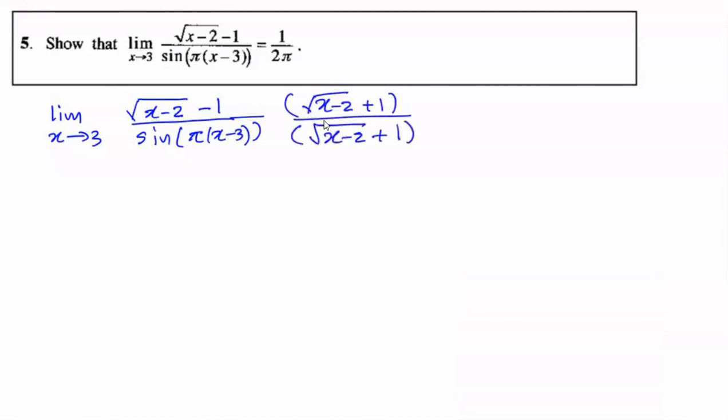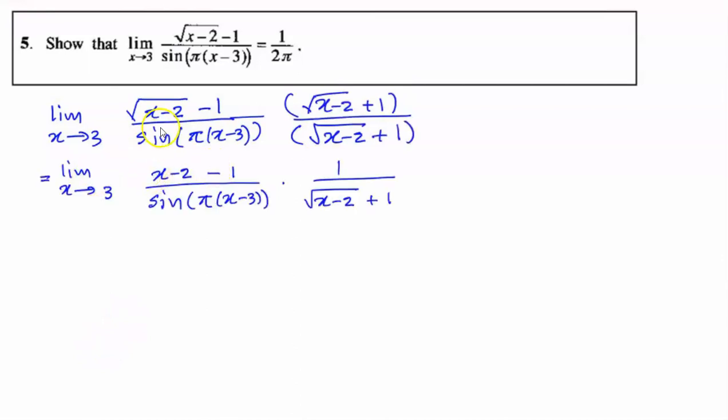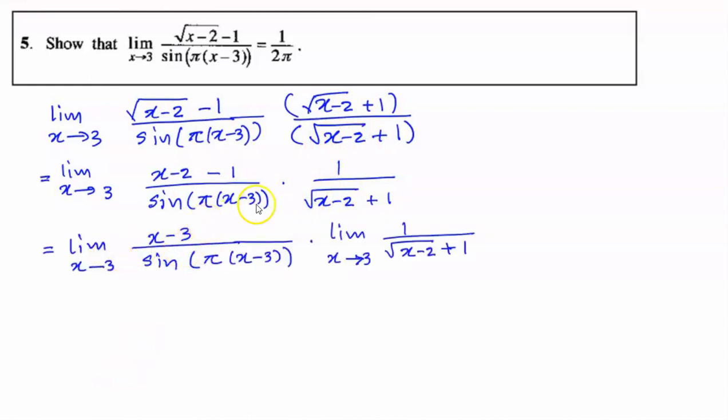Then you do a little simplification, which gives the numerator as x minus 2 minus 1, and the denominator, I'm going to write here separately. And then we break the limit in this form, because this is a product, I can give the limit to each of them separately. Now you see this part: when x goes to 3, you get root 1 plus 1, which is 2. So this limit is actually equal to 1/2. Then we have to work on this one.